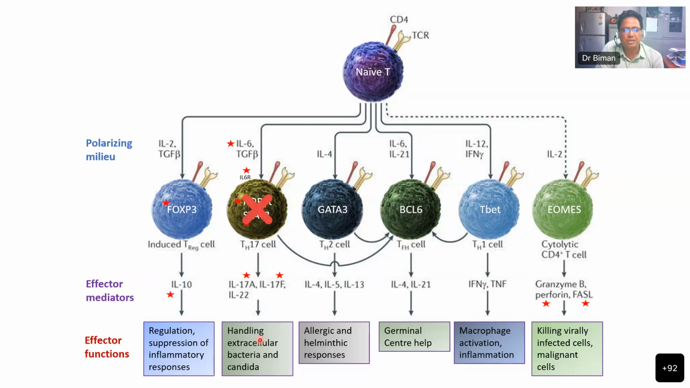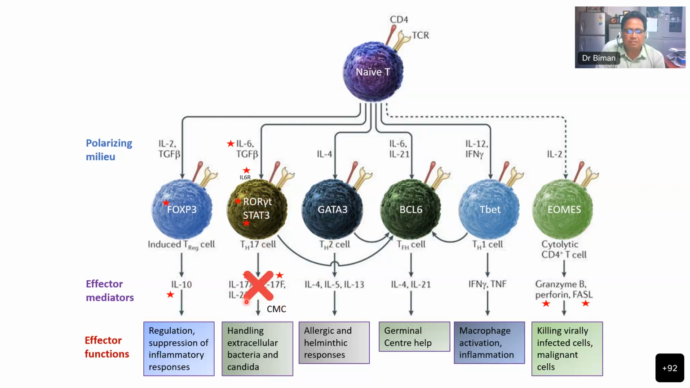Similarly, if there's a defect in the STAT3, that leads to a blockage of the Th17 cells. The Th17 cells cannot develop. Now, Th17 is very important in handling extracellular bacteria and candida. So if there's a defect here, the patients get chronic mucocutaneous candidiasis and the hyper IgE syndrome. Even here, the Th17 cells are not there in hyper IgE syndrome. So these patients had a lot of extracellular Staph aureus kind of infection, extracellular bacteria and candida.